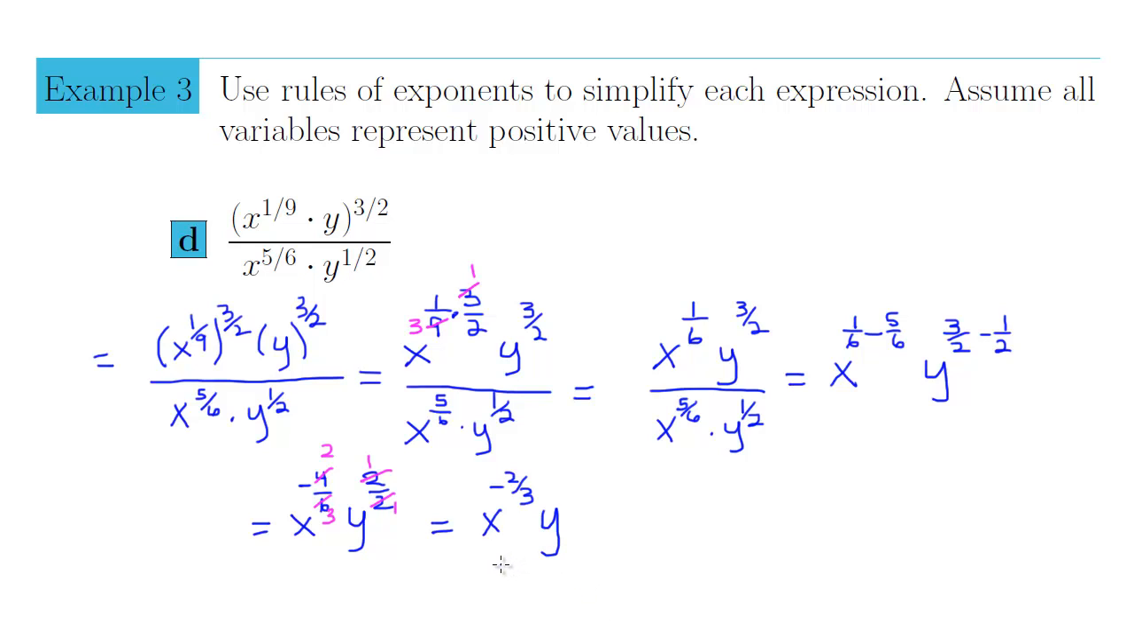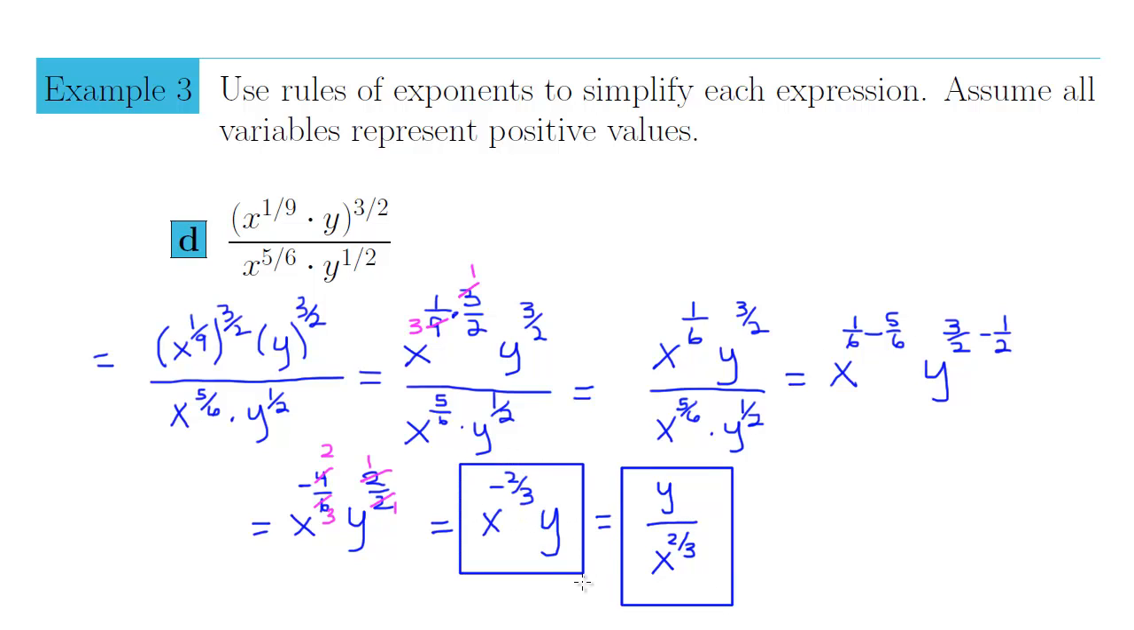Now, often, the instructions will tell us not to leave our answers with negative exponents. And if that's the case, then we need to convert this negative exponent into a positive exponent. And recall the rule for negative exponents. We take our base, and if it's in the numerator, bring it down to the denominator. So that tells us we will have y over x to the 2/3. That negative exponent comes down into the denominator and becomes positive. So our original expression simplifies down to y over x to the 2/3, which is the same thing as x to the negative 2/3 times y.